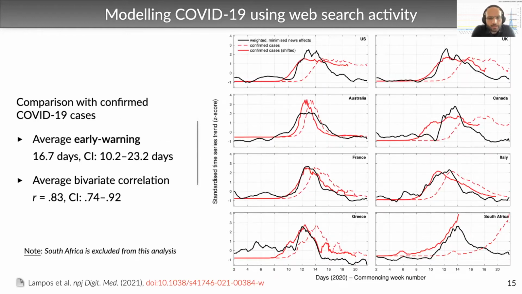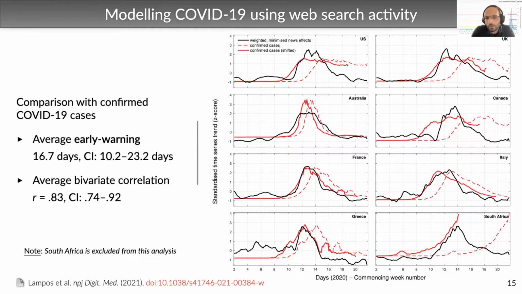Here we align these estimated COVID-19 prevalence scores with confirmed cases. Confirmed cases are denoted with the dashed red line, and the solid red line denotes confirmed cases again, but shifted backwards to maximize the bivariate correlation with the COVID-19 prevalence estimates. It is almost clear that search-based signals precede reported cases, providing an early warning of approximately 17 days.